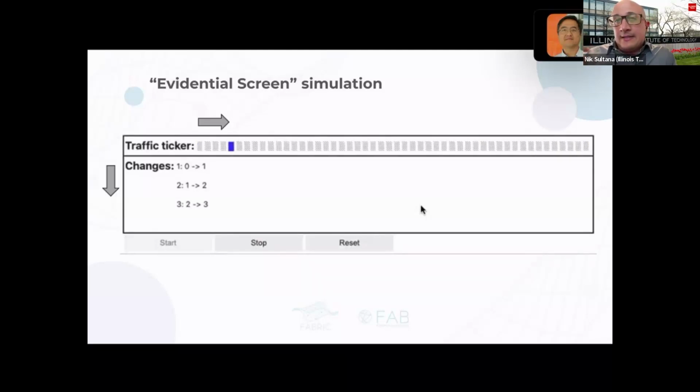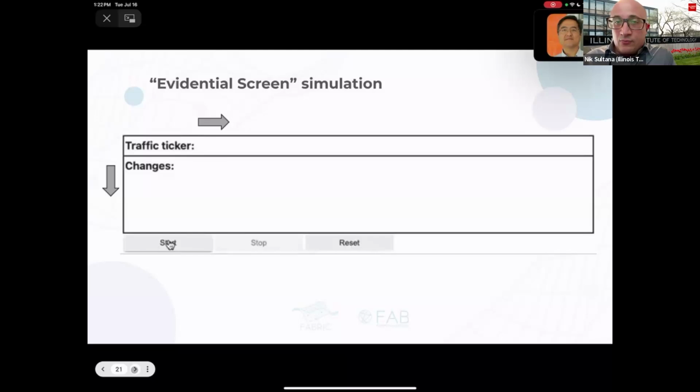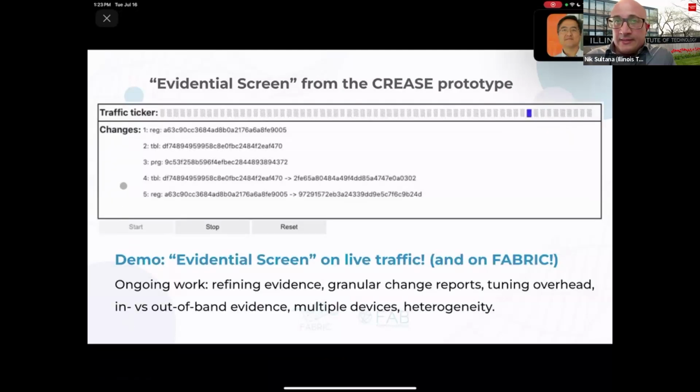But the idea here is to get a bird's eye view of what a complex system is doing, right? And the highly summarized view. And this will show up in the demo that I'll show you later, where you will see a more elaborate version of that, where we specify what aspects of the network element have changed.